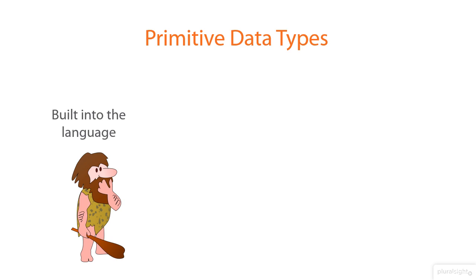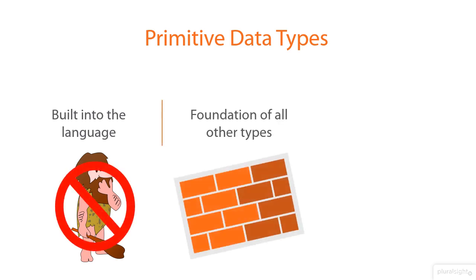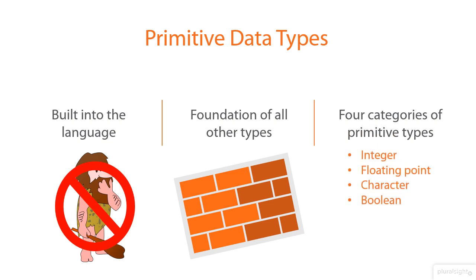But that's not true at all. Primitive data types are actually very important. They're really the foundation of all other types that we use in Java. So that's that kind of strong foundation that we're going to build on for any other data types we use in our programs. Now, there are four categories of primitive types in Java. There are the integer types, floating point, character, and boolean.